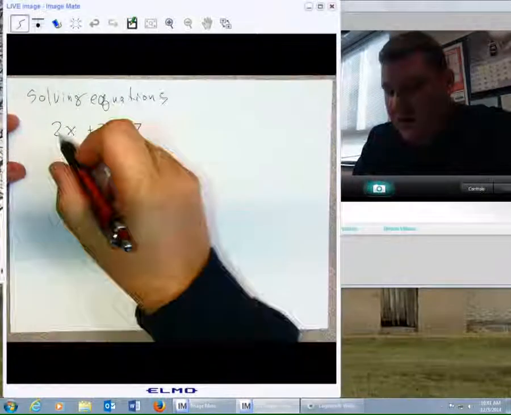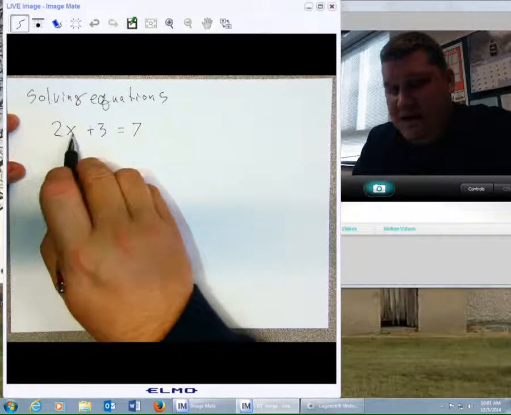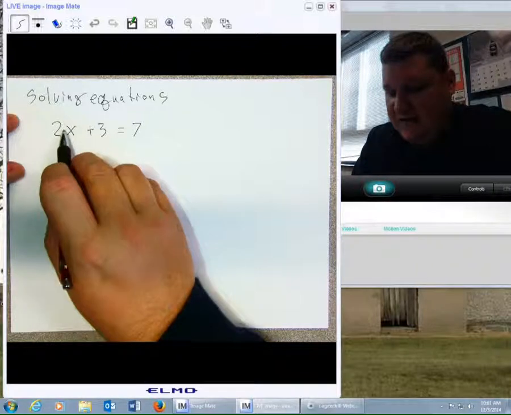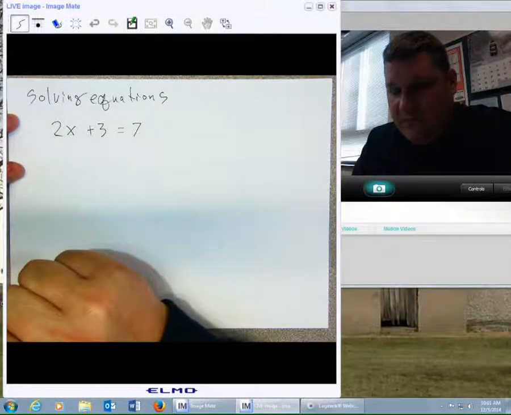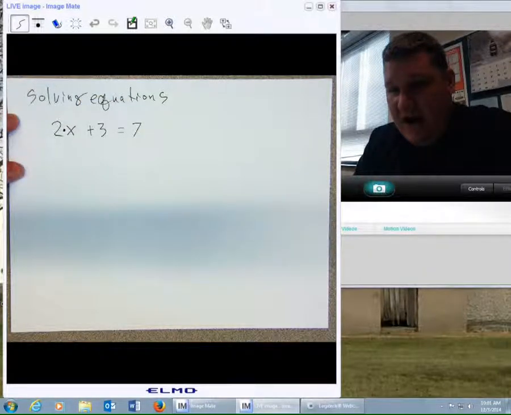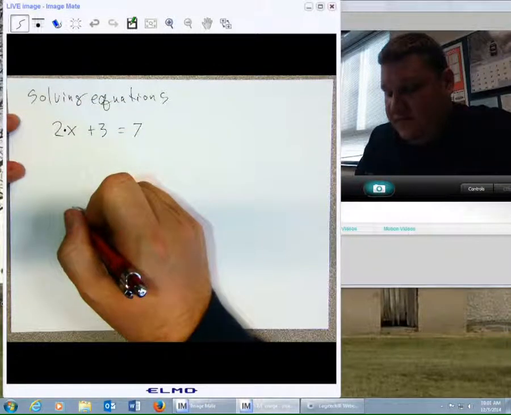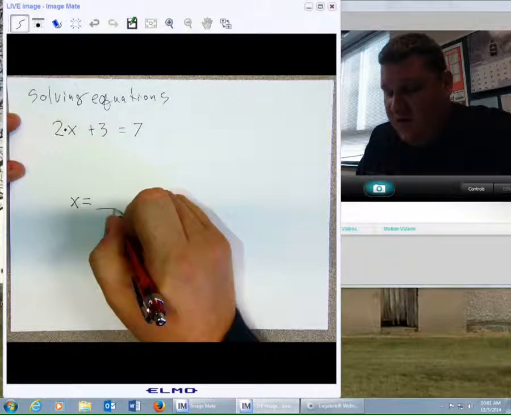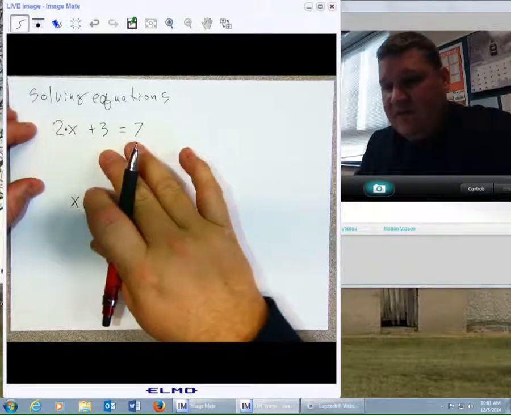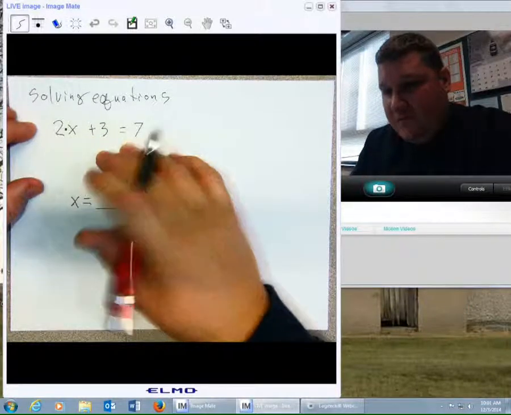First of all, if I have a 2 and an x, what is between the 2 and the x that's hidden that we don't see? It's a multiplication sign. Now, our whole goal of solving for x is to get x by itself. We want to get x by itself, which means we need to peel away everything else that's not x. So let's peel away the 3.